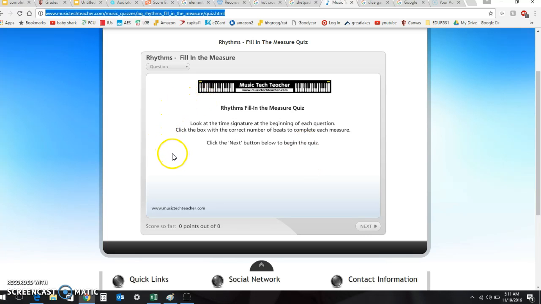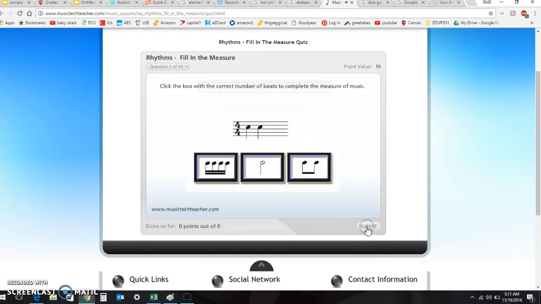So this is our site. This is the link, musictechteacher.com, and this is the Rhythms Fill-In Measure Quiz. Once you get here, you're going to click Next. Click the box with the correct number of beats to complete the measure of music. So this is quarter, quarter. Now here are our options, okay? 16th notes, 8th notes, or a half note.